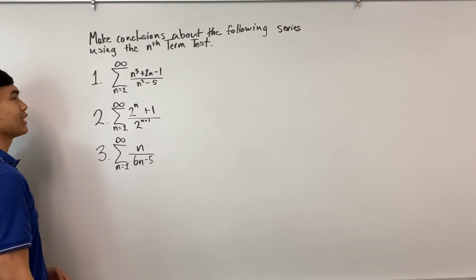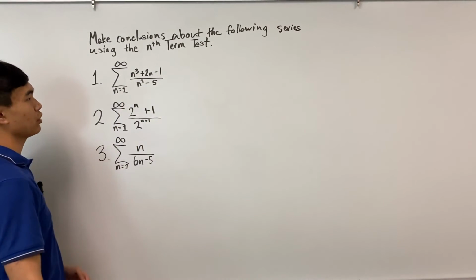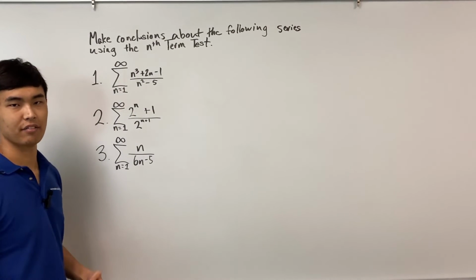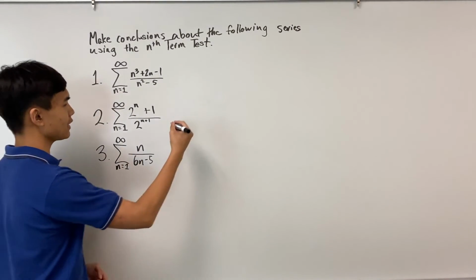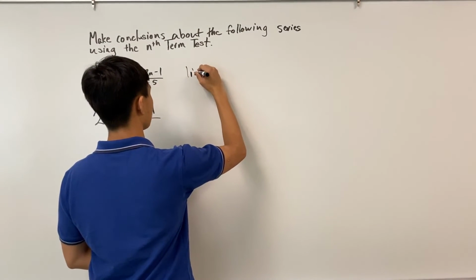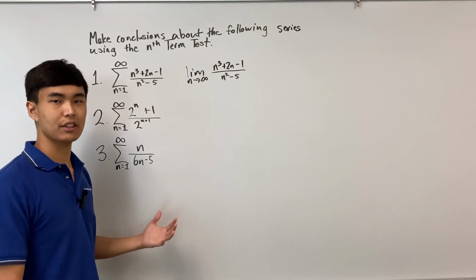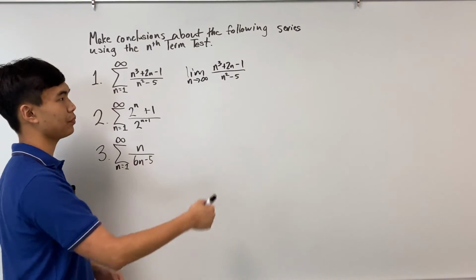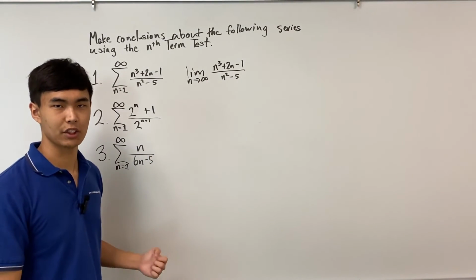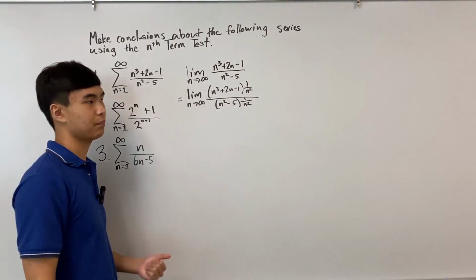So first I have the series of n cubed plus 2n minus 1 over n squared minus 5. All we do for the nth term test is just take the limit as n goes to infinity of our sequence. And now to evaluate the limit, I'm going to start by multiplying the top and the bottom by 1 over n squared. And this simplifies to this.